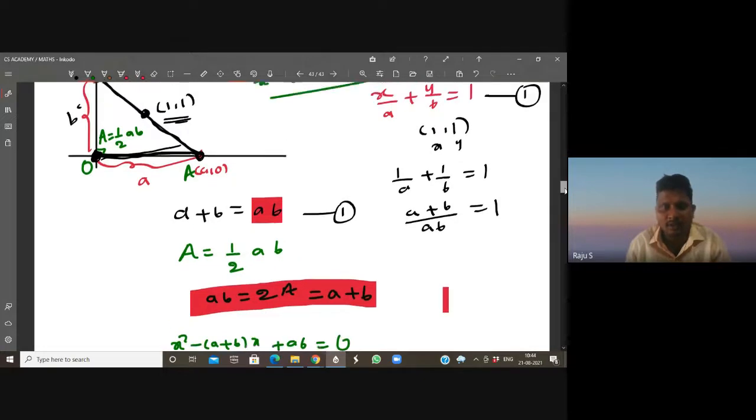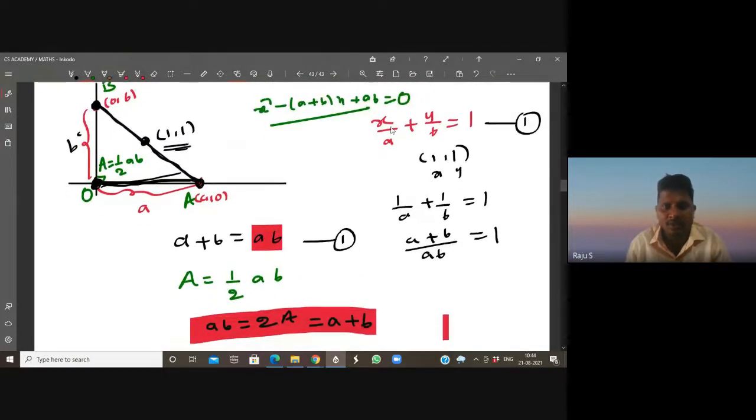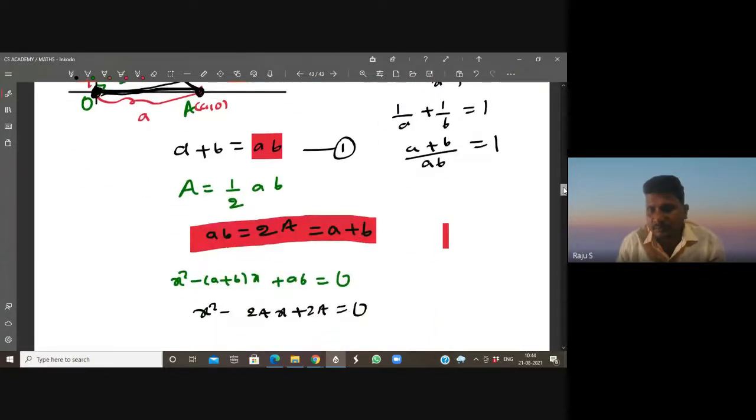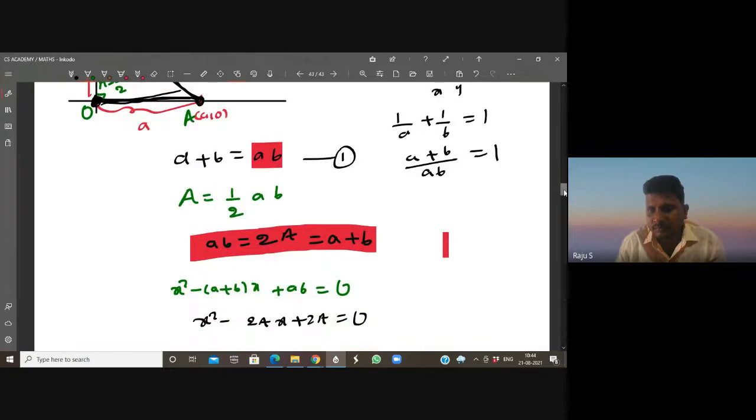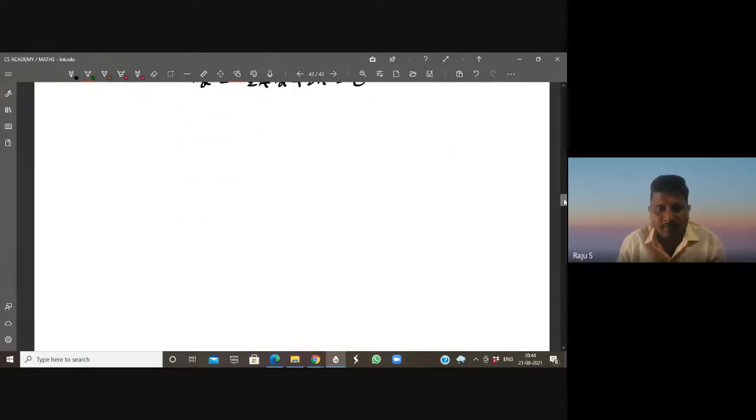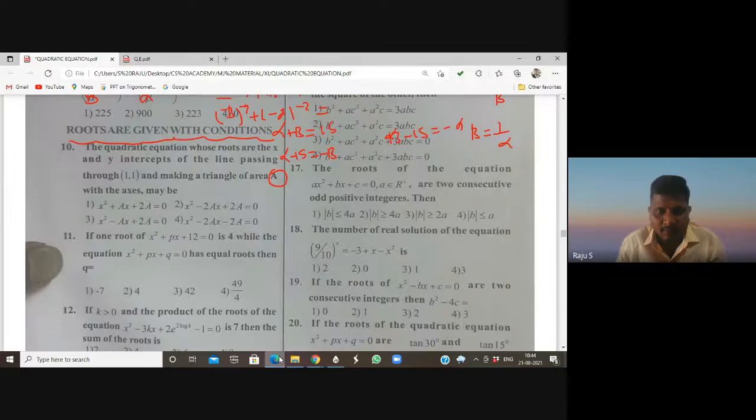For that, they gave some condition. The equation of a line in intercept form is x by a plus y by b is equal to 1. Clearly it is passing through (1, 1), and with the help of that we got equation 1. Then substitute and you will get the answer. Right? Okay, fine, next question.